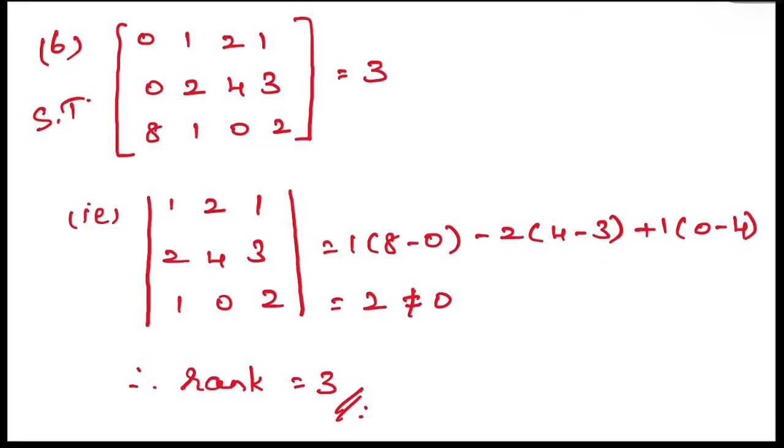Since it is a 3 by 4 matrix, the maximum possible rank is 3. First check for a 3 by 3 minor. Don't choose the first 3 columns because its determinant becomes 0. So if we take the determinant of 1 2 1, 2 4 3, 1 0 2, we get 2, which is not equal to 0. So this determinant is non-zero.